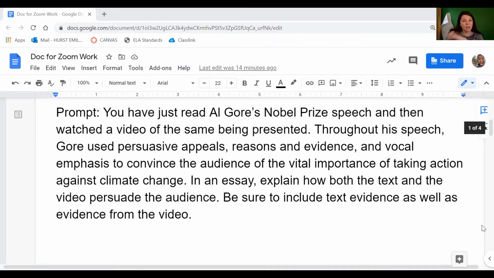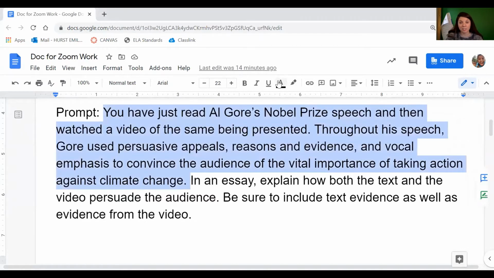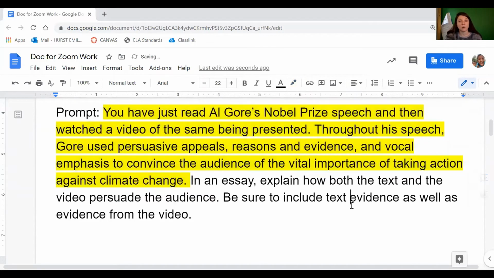All right, so you just read Al Gore's Nobel Prize speech and then watched a video of the same being presented. Throughout his speech, Gore used persuasive appeals, reasons and evidence, and vocal emphasis to convince the audience of the vital importance of taking actions against climate change. All of that seems like the background information. It just tells you what you should already know. Then it says in an essay, explain.